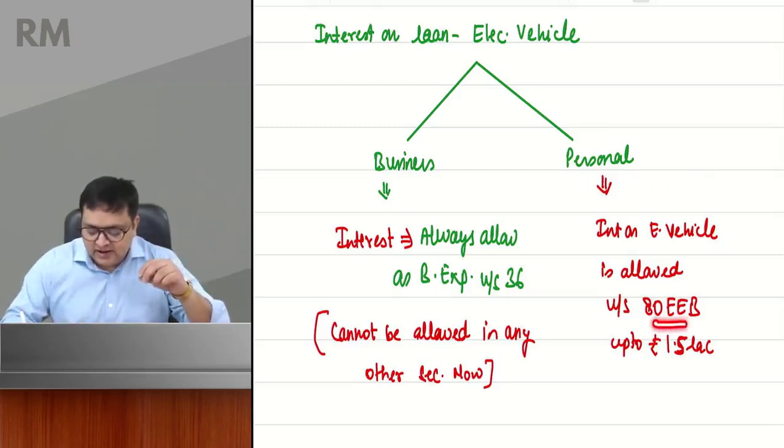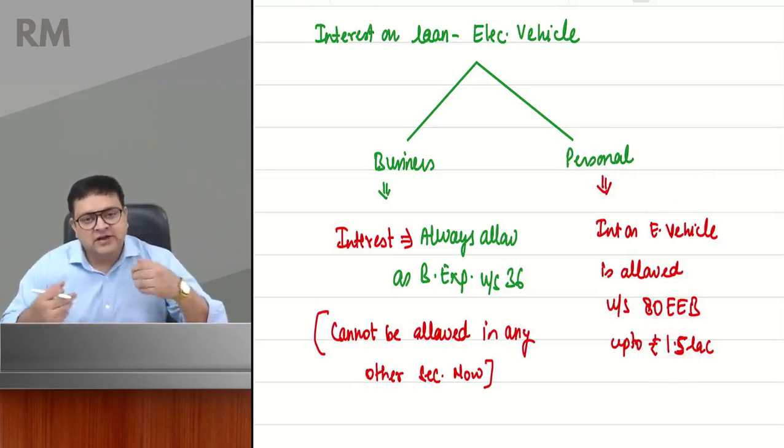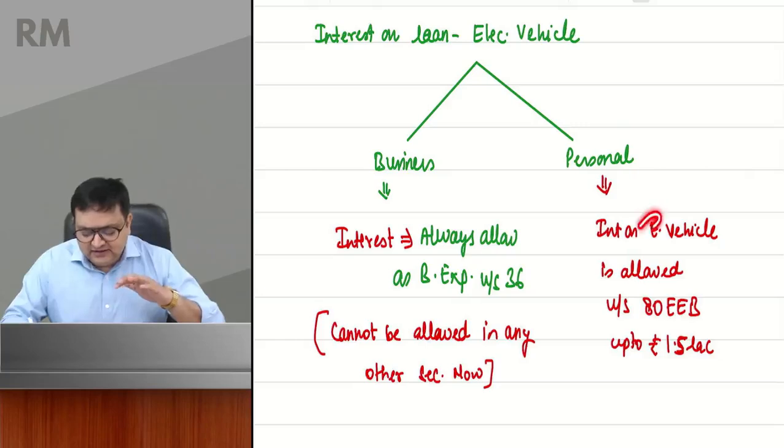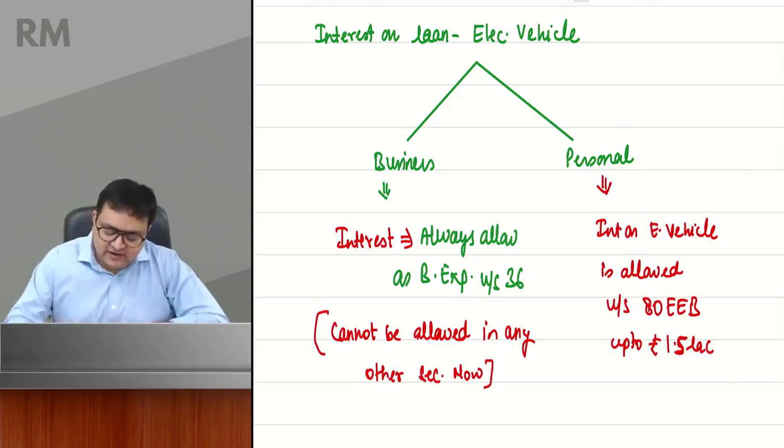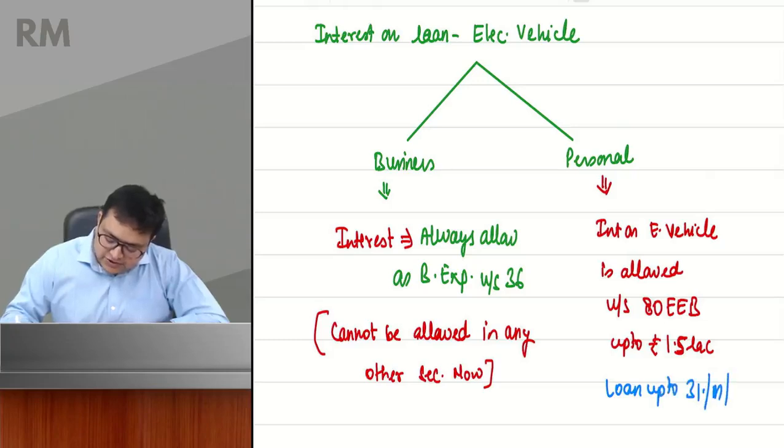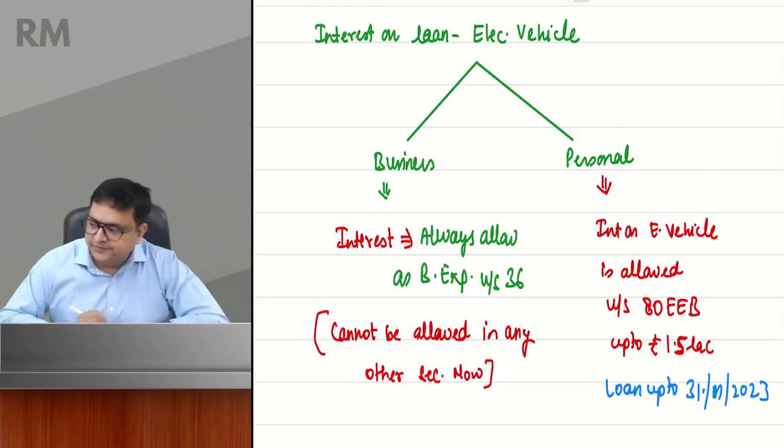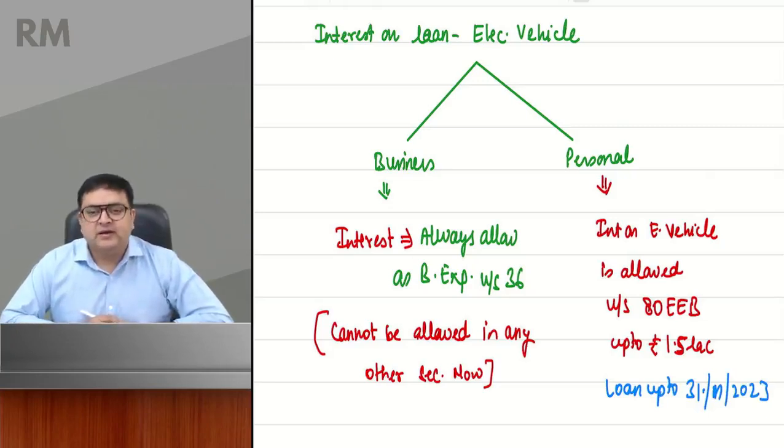Now, can I allow 150 out of 165 here? The answer is still no. Guys, these sections are not that important now. The answer is still no. You cannot allow it because this section says that only if you have taken a loan up till 31st March 2023, then it is allowed. Otherwise, it is not allowed.